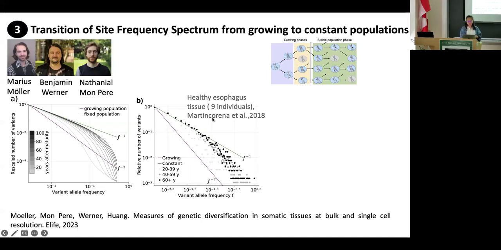And then we look at the work from Sanger, where they published some nice work in 2018. They have healthy esophagus tissue from 9 individuals. They take different patches, and you can think of every patch as a small independent population. If we group this site frequency spectrum information from the data by different ages, like the gray area is the young people and you go to older people, you can see this clear transition in the site frequency spectrum in the data as well.